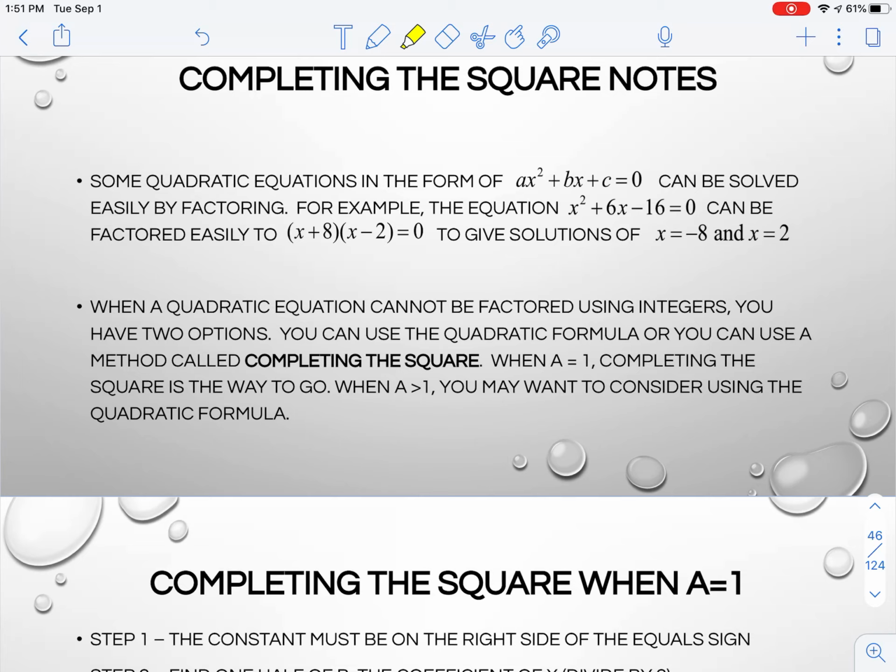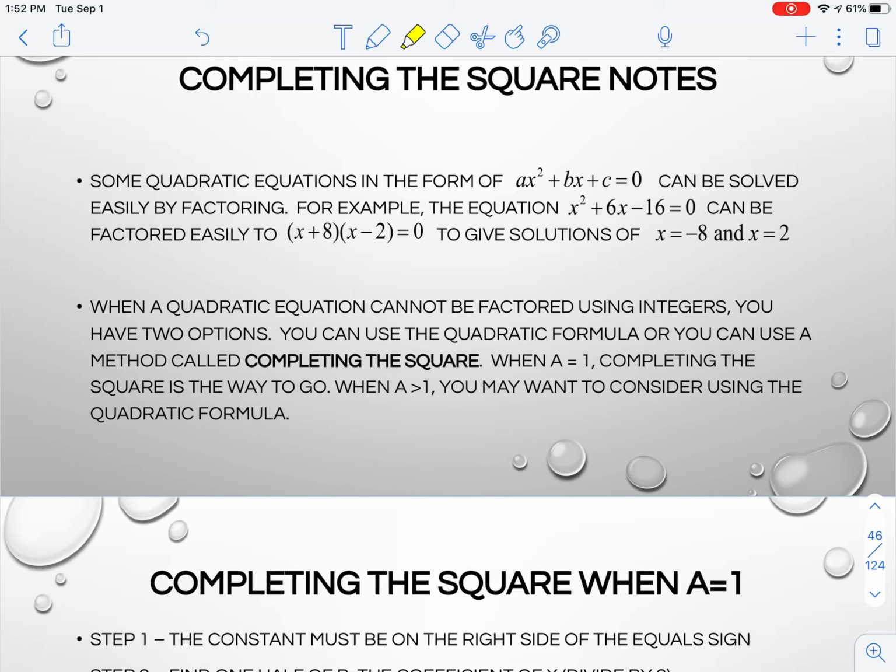Some of the quadratics, like I said before, can be easily factored and solved for using zero product property. Others cannot be factored, probably because our answers are going to be irrational. So we're going to use the method called completing the square.